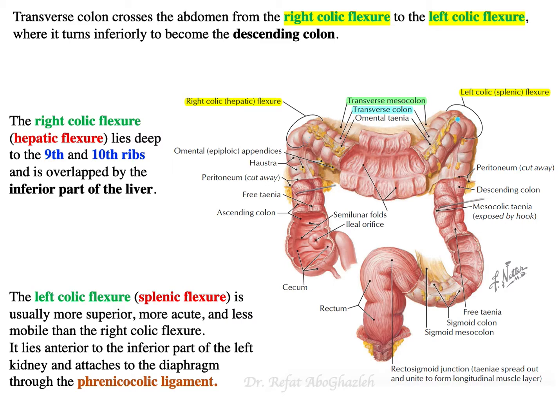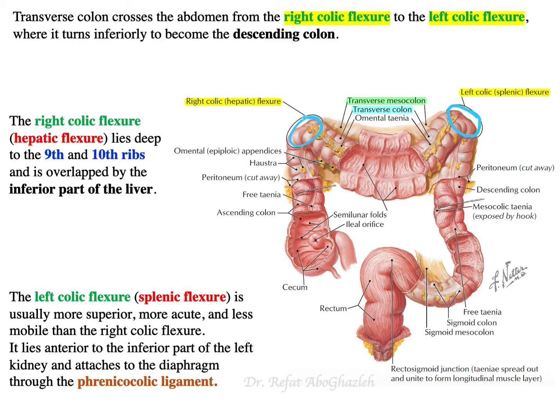So back again, this is the transverse colon, and it crosses from the right corner to the left corner. That means it has two corners. The one on the right we call the right colic flexure, and this is the left colic flexure. The right colic flexure is lower than the left. The left is more acute, the angle is sharper compared to the right.